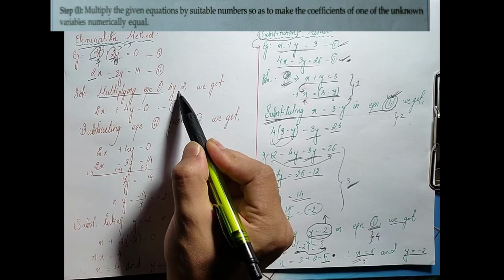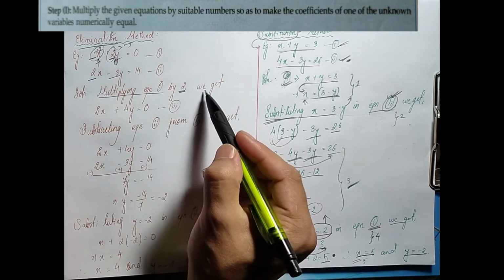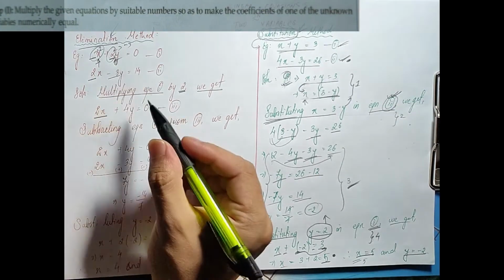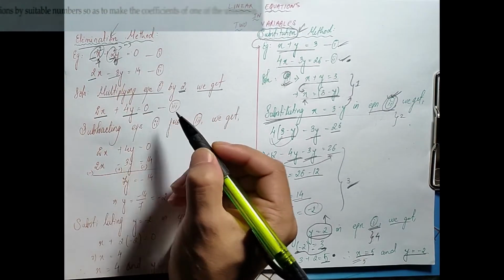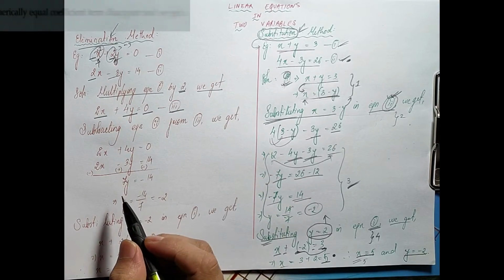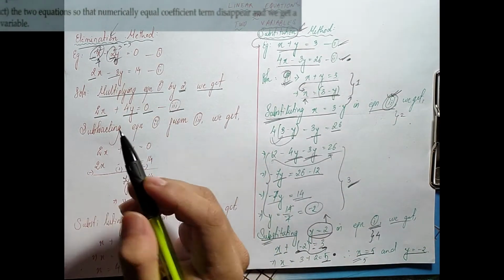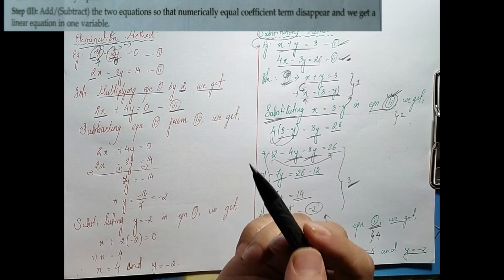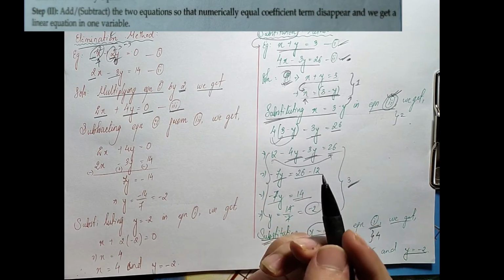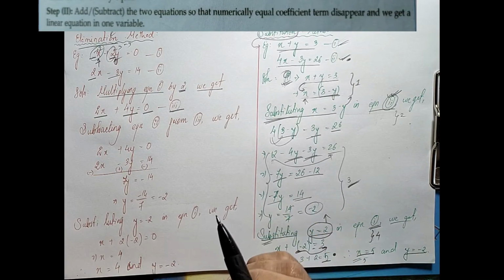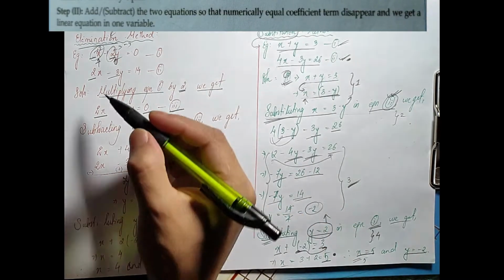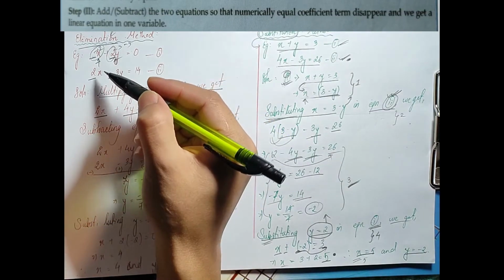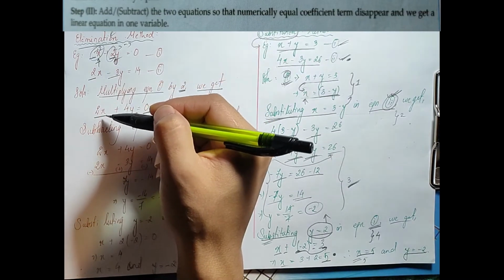Multiplying equation 1 by 2 so that this x becomes 2, we get, if you multiply 2 into x, you get 2x, 2 into 2y, 4y and 2 into 0 is 0. Let's mark this as equation 3. Step 2. Add or subtract the two equations so that the numerically equal coefficient terms disappear and we get a linear equation in one variable. So whether to add or subtract will be defined by the sign of the variable.